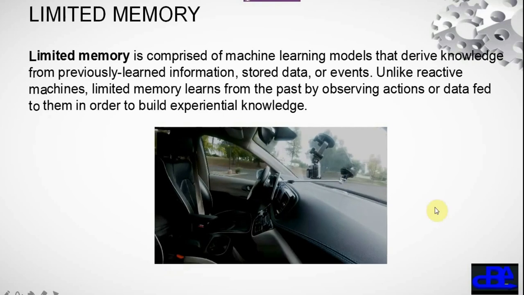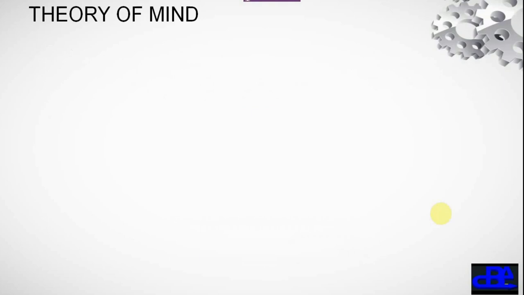That's incredible. Nobody is in the front seat, but the car is going. Actually, no accident. That's incredible. Now let's go to the third type of AI, which is theory of mind.